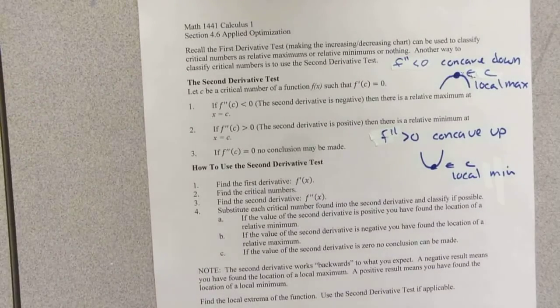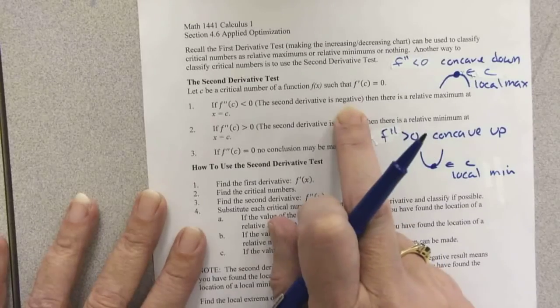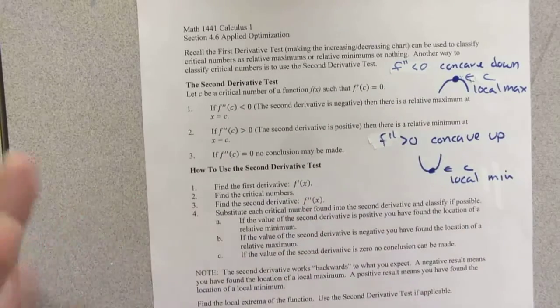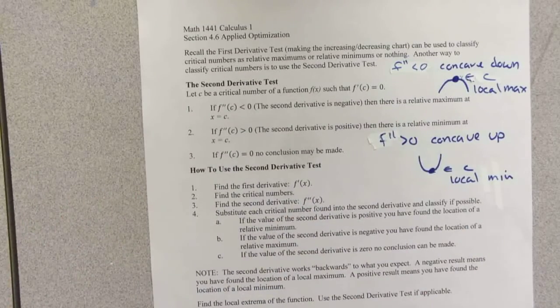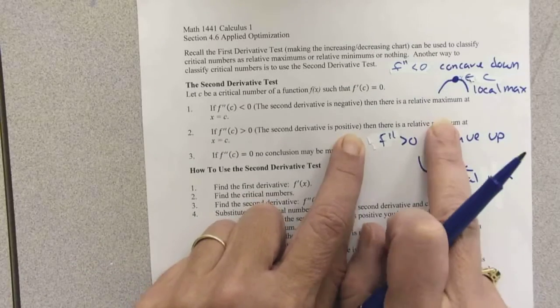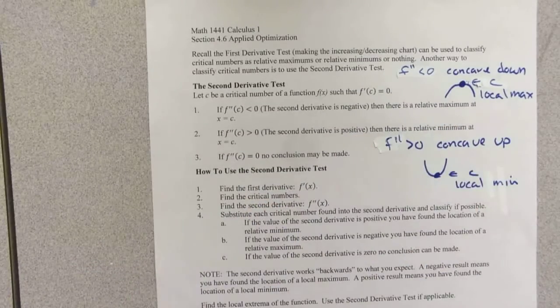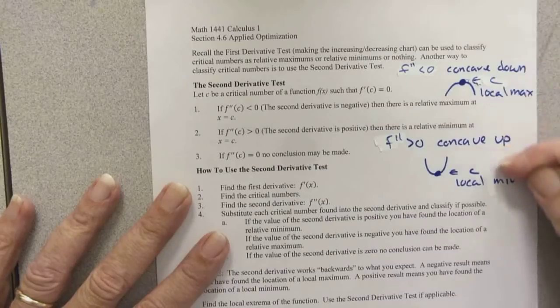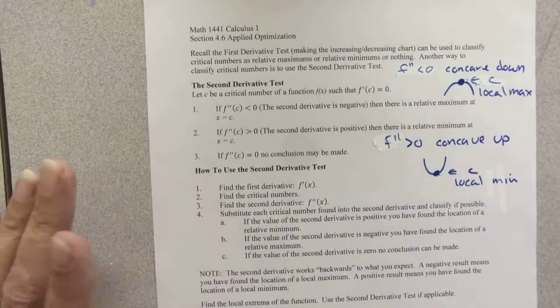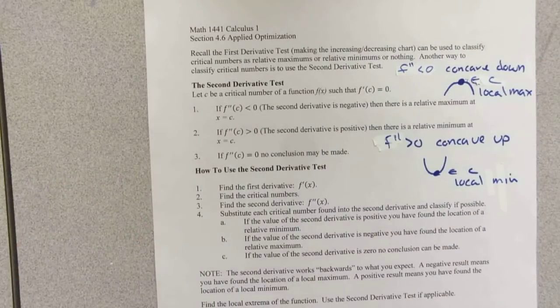So if you really get into it and really visualize what's going on, it isn't working backwards. But many times students just need to remember that a negative means you found a max, and that feels a little backwards. Positive means you found a minimum, a little bit backwards. But in reality, if you think about the pictures, it makes complete sense. So that's what the second derivative test says.